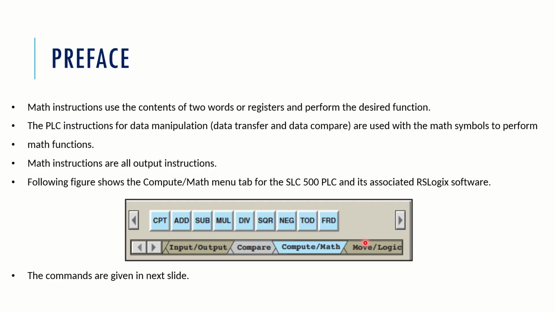And this is the figure you can see, this particular sector of the RSLogix 500 menu tab, and you can see the compute or math functions have been highlighted, and whatever you are having in front of you is very clear. This is compute, addition, subtraction, multiplication, division, square root, negation, then BCD, I should say transfer formats. Okay, so let us see what the commands are.